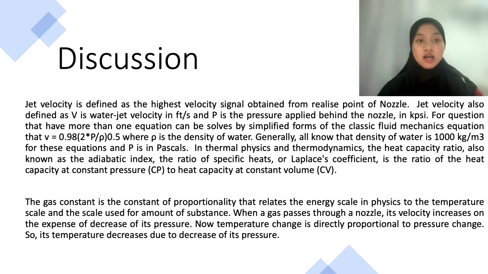Jet velocity is defined as the highest velocity signal obtained from the release point of the nozzle. Jet velocity, also defined as V, is water jet velocity in feet per second, and P is the pressure applied behind the nozzle in kpsi. For questions that have more than one equation, they can be solved by simplified forms of the classic fluid mechanics equation, that V equals 0.98 times (2 times P over rho) to the power 0.5, where rho is the density of water. Generally, we know that the density of water is 1000 kg per meter cube for these equations, and P is in pascals.